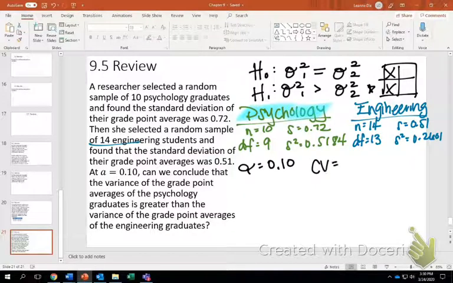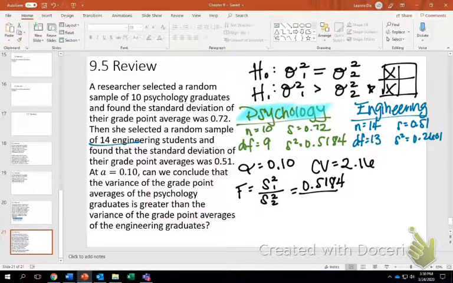So 2.16 is going to be our critical value. If I want, I can draw my picture, but I'm going to wait till the very end. Now I need to find my test value, which is F equals the larger variance over the smaller variance. I said earlier that our larger variance comes from my psychology department, so it would be 0.5184 divided by 0.2601.